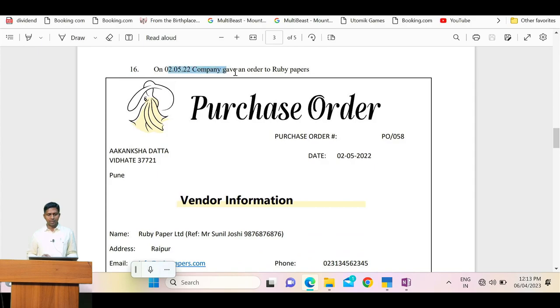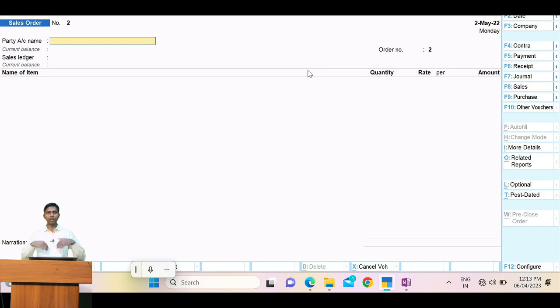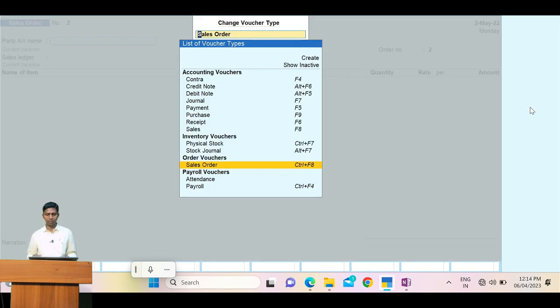On 2nd May, the company gave an order to Ruby Papers. On 2nd May, you are giving an order for what? Purchasing the goods. That means for you, this is a purchase order. For your business, what is this? This is a purchase order. Therefore, now we want the purchase order voucher type. Is it there on main? No. Therefore, it is not there in other voucher types.